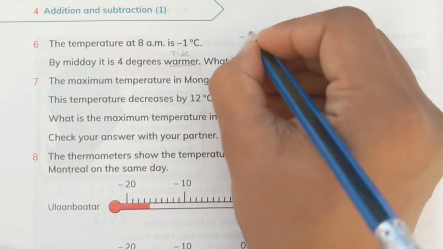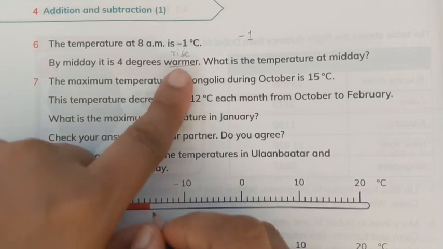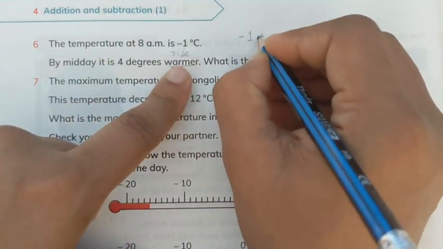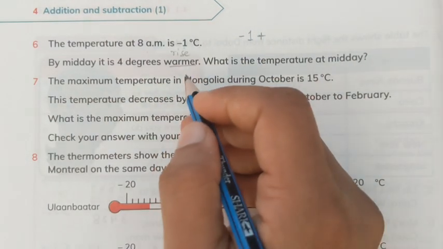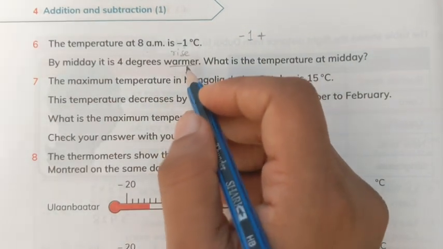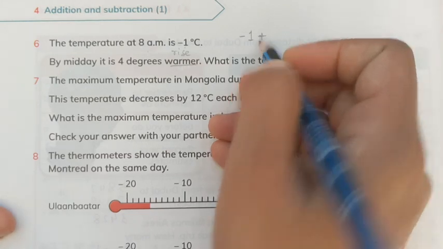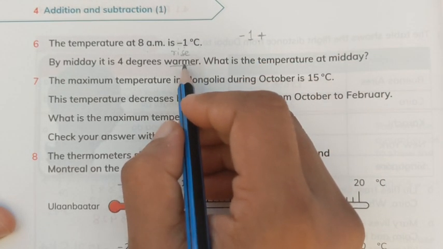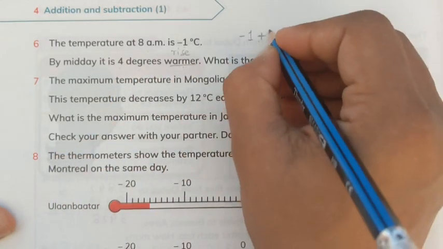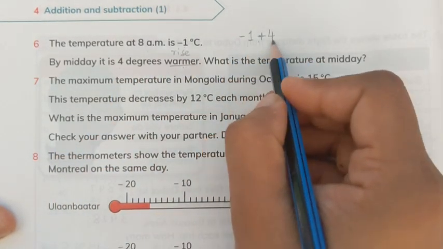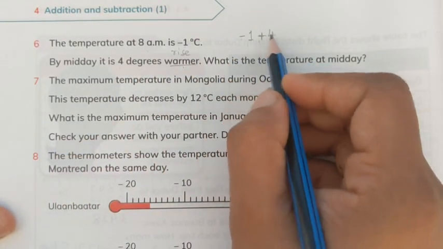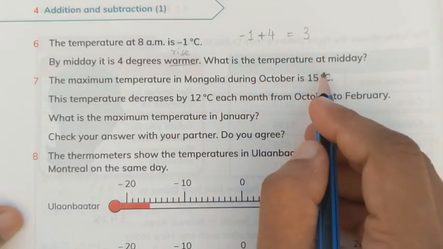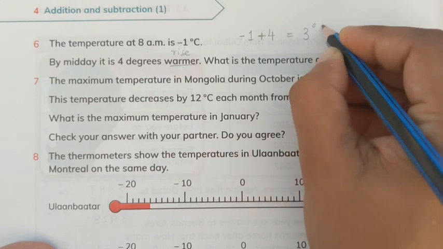We are going to write minus 1 as the initial temperature, and if the temperature rises, we will put a plus sign. If there would be a fall, that is if the temperature gets colder, then we are going to put a minus sign. But since there is a rise, because the temperature is getting warmer, it means there would be a plus 4. So we are going to do minus 1 plus 4, minus plus minus, 4 minus 1 is equal to a positive 3. So what would be the temperature at midday? It would be 3 degrees Celsius.